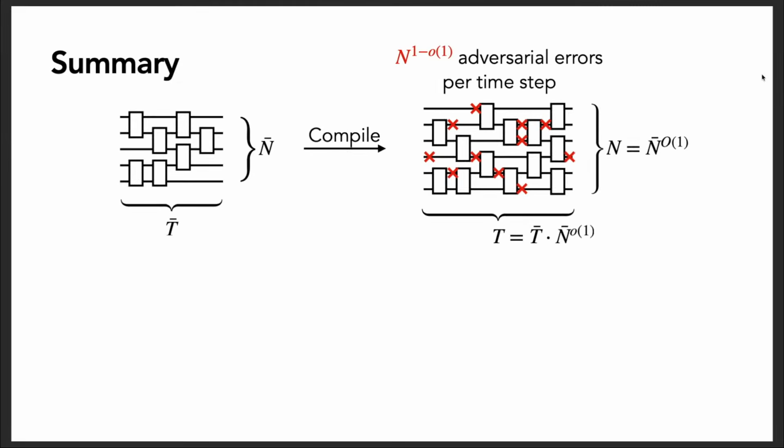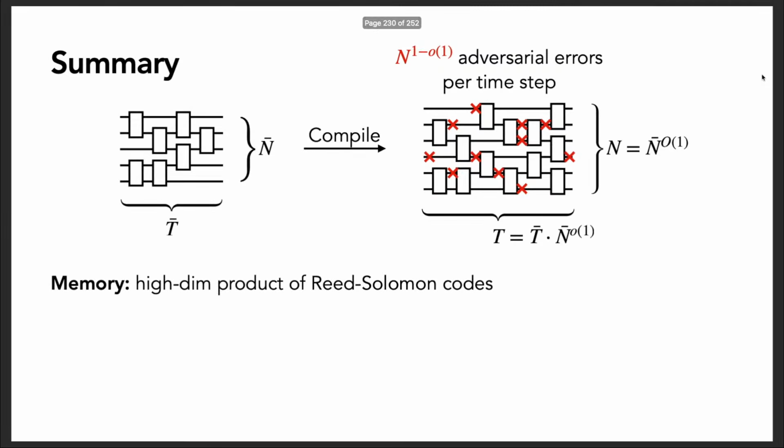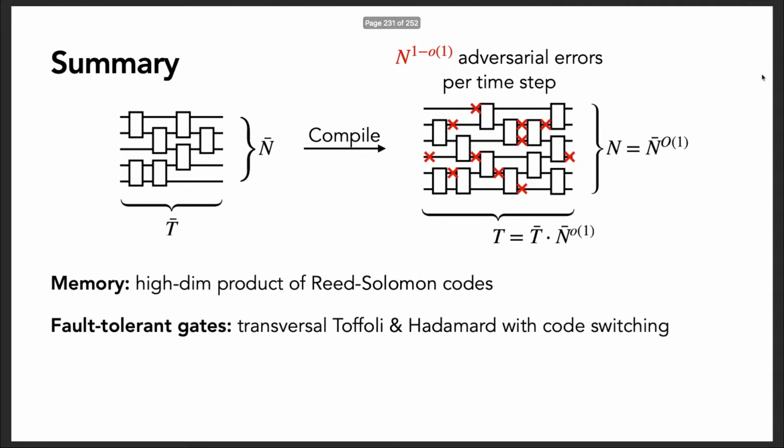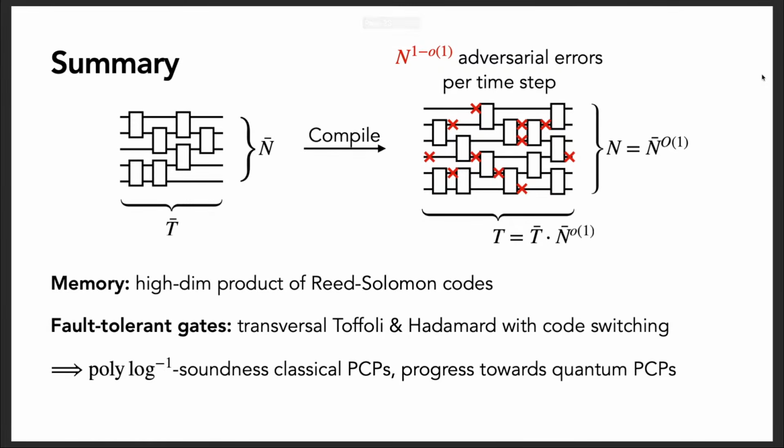So just to summarize, our main results, in both the classical and quantum settings, were a compiler from a logical circuit to a fault-tolerant physical circuit that withstands an almost linear number of adversarial errors at every time step. In both cases, our memory was a high-dimensional product of Reed-Solomon codes, these multivariate polynomial evaluation codes. In both cases, we used just transversal gates with code switching. And we get inverse polylog soundness classical PCPs and conjecturally quantum PCPs.